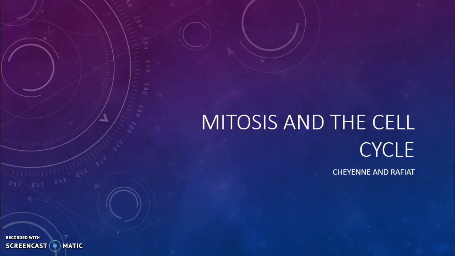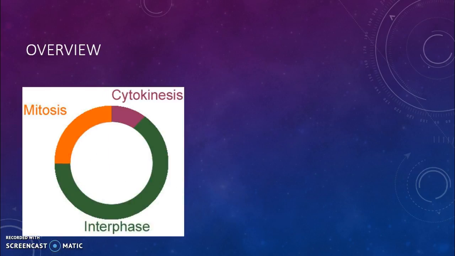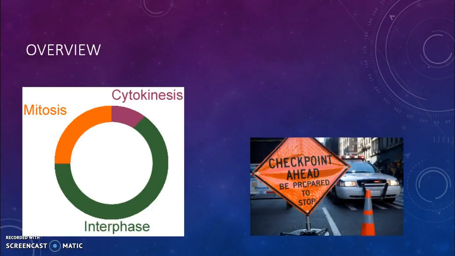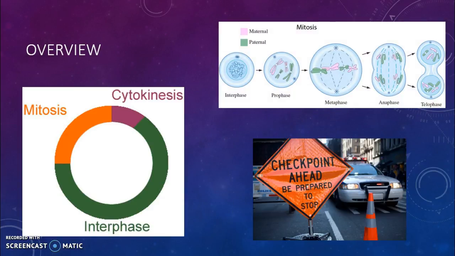In this video, we will be discussing mitosis in the cell cycle. The cell cycle is made up of three main phases: interphase, mitosis, and cytokinesis. At different places along the cell cycle, there are checkpoints that can either allow the cell to go through the cycle or stop the cell from finishing the cycle. Mitosis is the division of one cell into two daughter cells.